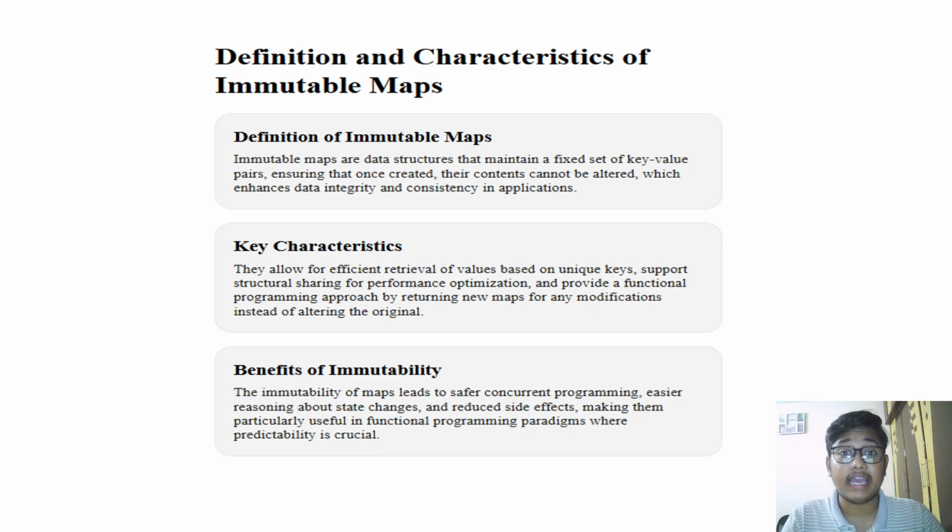First, some definitions and characteristics of immutable maps. Definition of immutable map: immutable maps are data structures that maintain a fixed set of key value pairs, ensuring that once created, their content cannot be altered or changed, which enhances data integrity and consistency in applications.